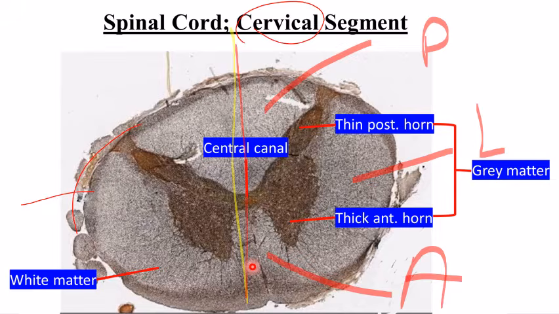Again, what are the criteria? First, the outline appears a little bit oval. Second, the posterior horn is thin and divergent. Third, the anterior horn is thick. Fourth, more white matter. Number 5, the central canal is more anterior.